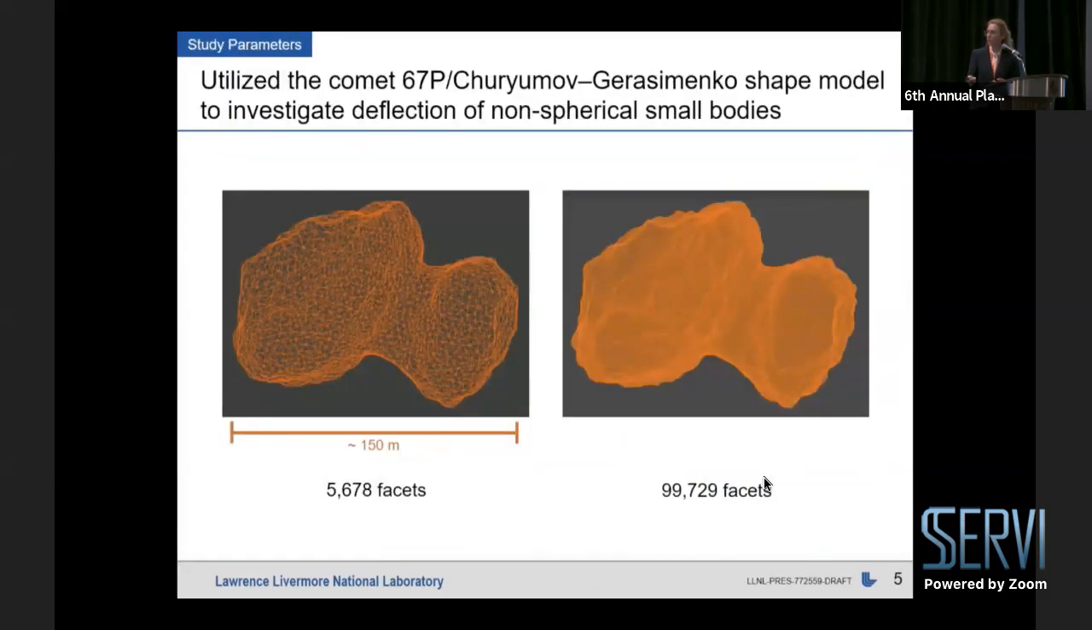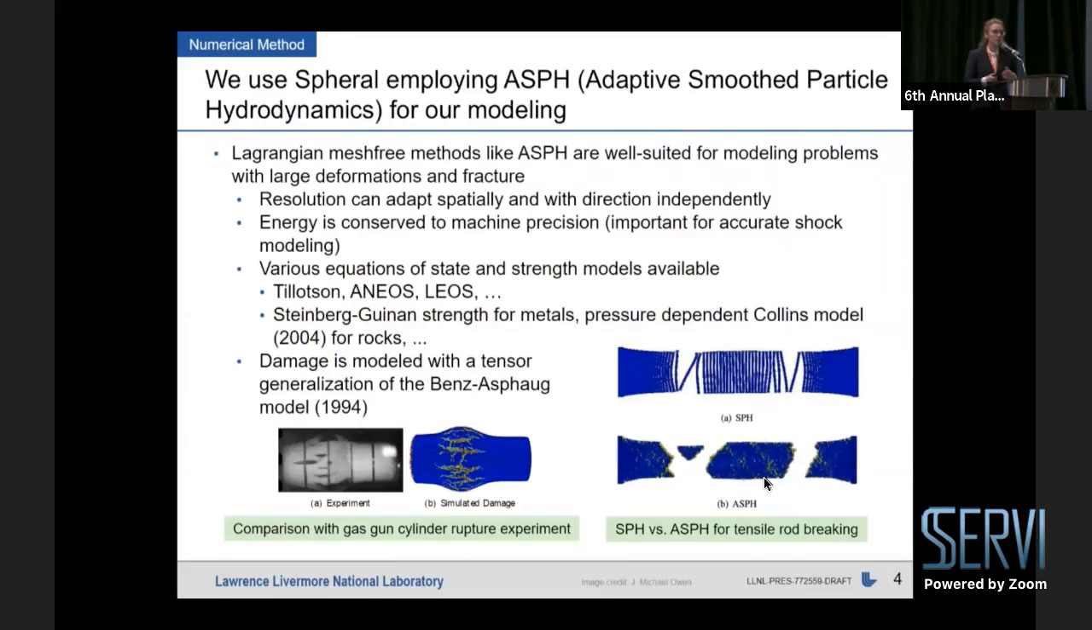Oops, let's go back. So Megan and Dawn have already showed a similar slide. I'm using Spheral for my simulations. Spheral is an adaptive smooth particle hydrodynamics code, and I am using the tensor generalization of the Benz-Asphaug damage model and the pressure-dependent Coulomb strength model specific for rocks.